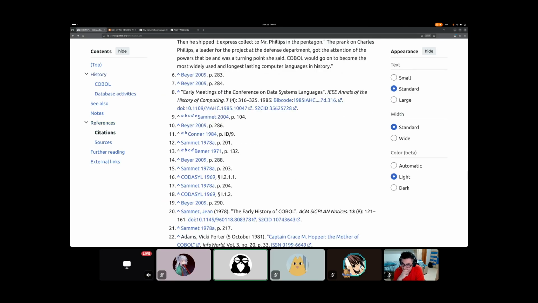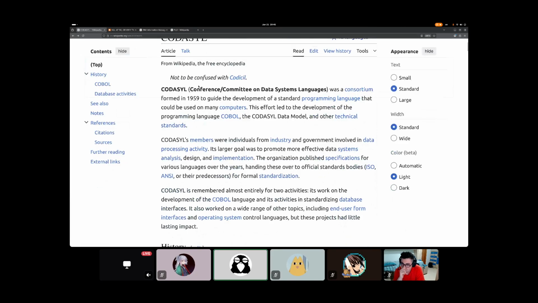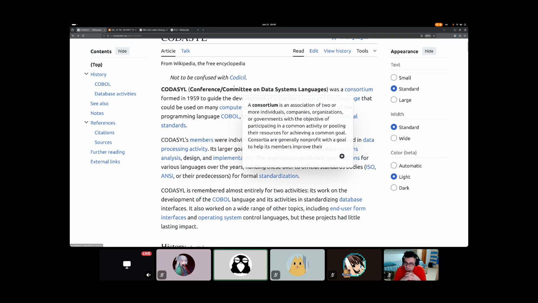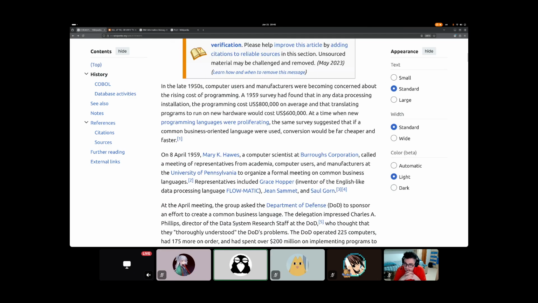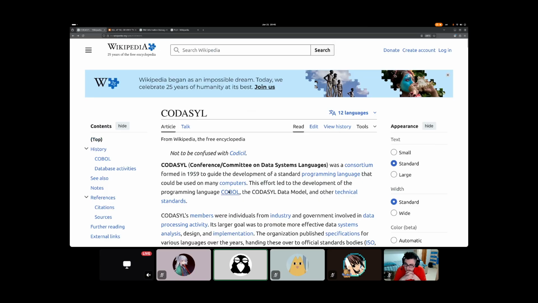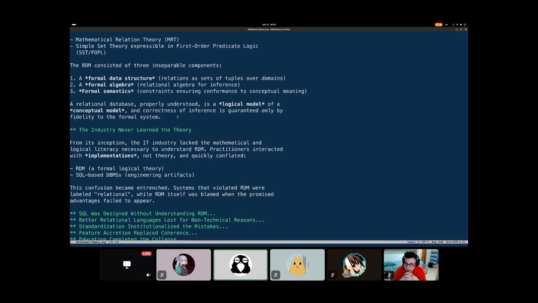CODASYL was an initiative, the Conference on Data Systems Languages. It was a consortium, that's what they call it. They got COBOL out of it, and they were literally shoving COBOL everywhere they could. So SQL is a historical accident of a company that was heavily invested in COBOL. That's just a tangent here.